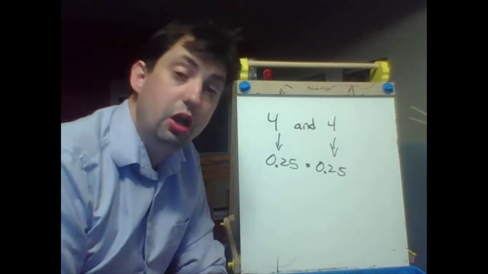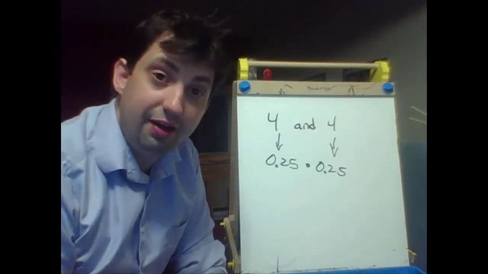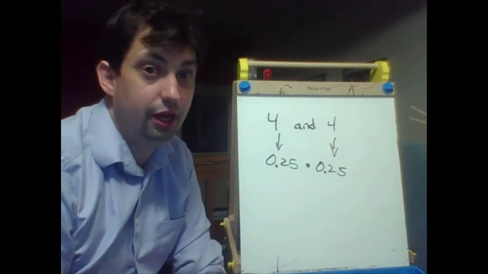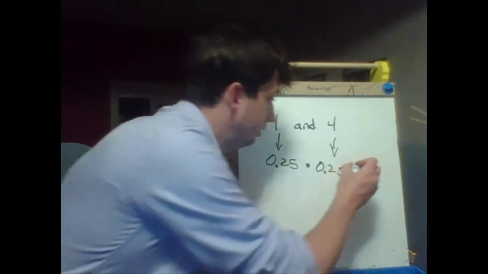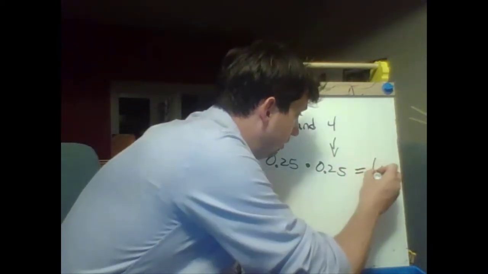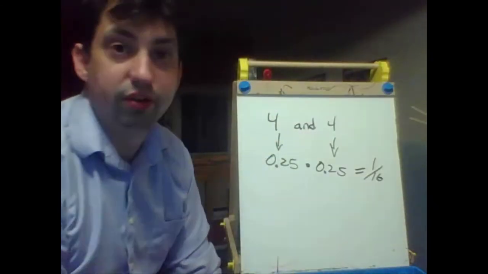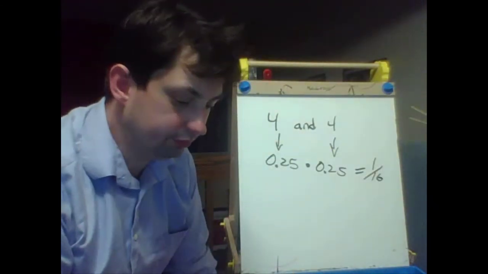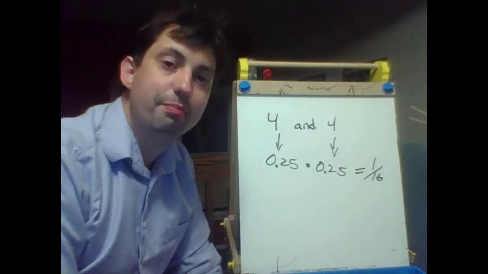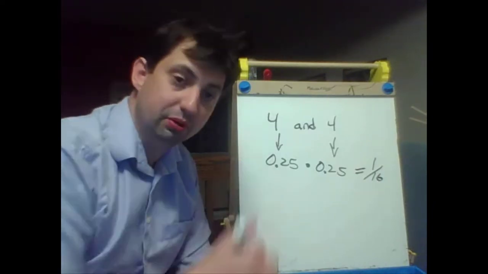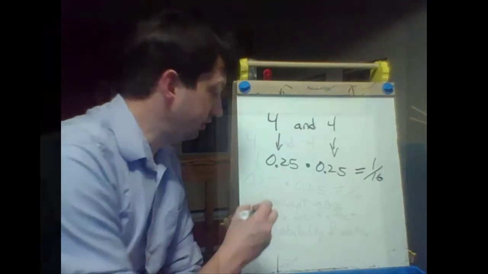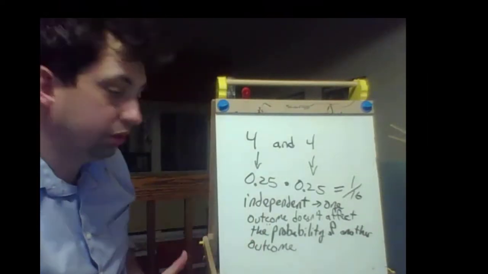Because of course, 0.25 is the same thing as 1/4. And 1/4 times 1/4 is 1/16. We can do this because each of these probabilities is independent from one another. So the results always go down.